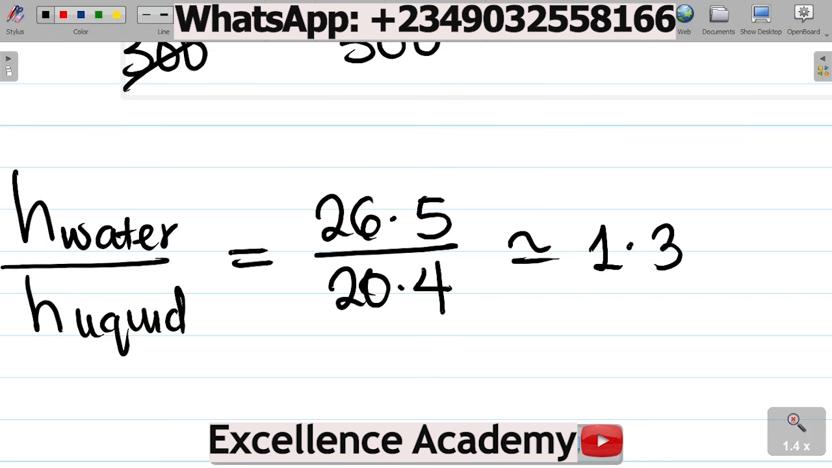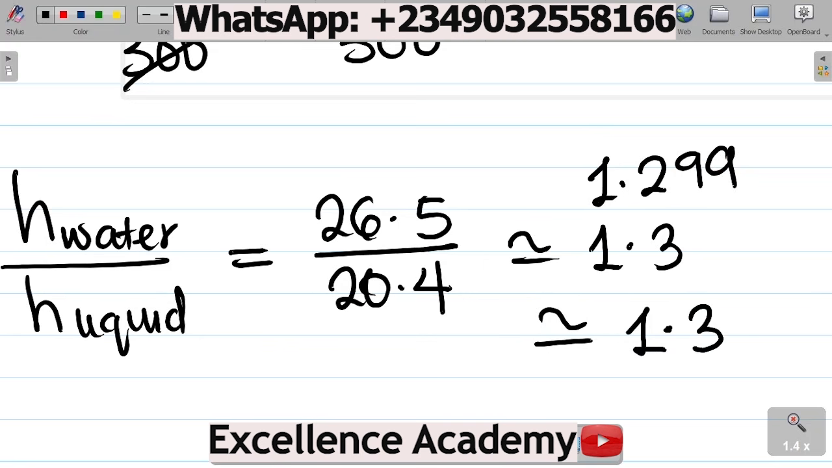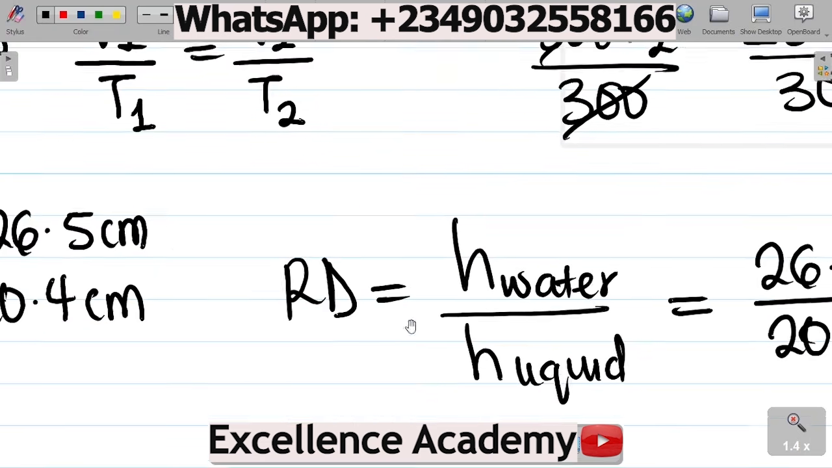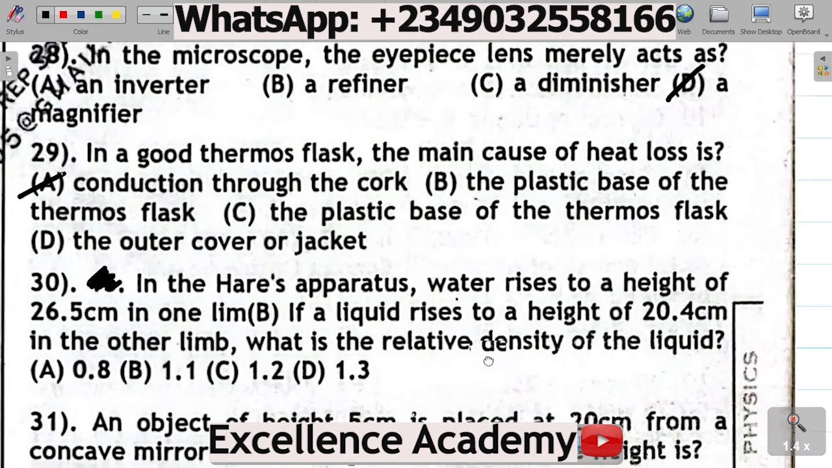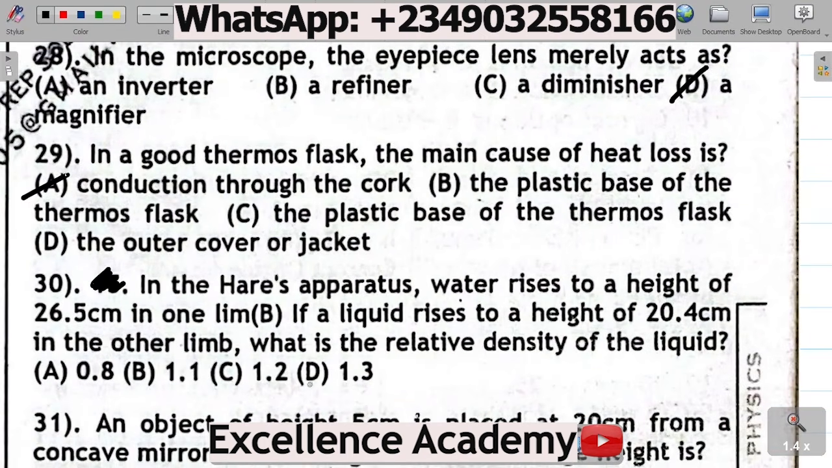That's your value, approximately. If you punch the value there, 26.5 divided by 20.4, the actual value there is 1.299. All right, but approximate to the nearest one decimal place, it becomes 1.3. All right, relative density does not have an SI unit. So the correct answer is 1.3. So let's see which option has 1.3 there. That is option D, 1.3. That is your correct answer.